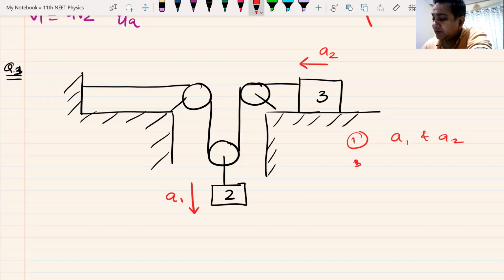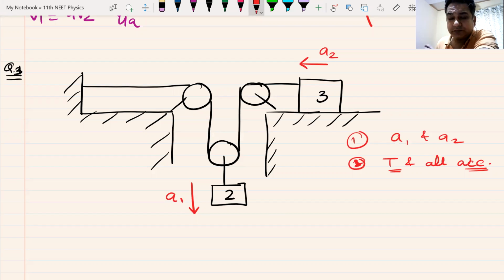The second question is to find the tension in the thread and all the accelerations. So first you have to find the constraint relation between a1 and a2. Then you have to find the value of a1, the value of a2, and the value of tension. 2 minutes. Your time starts now.